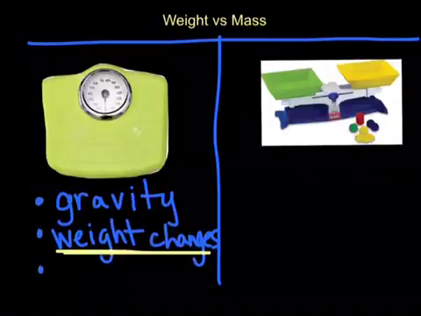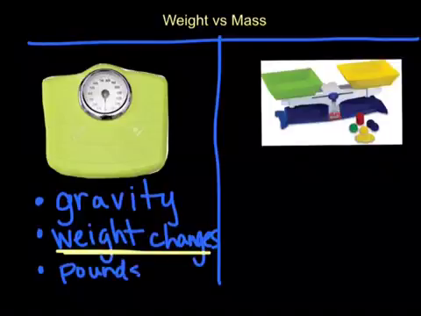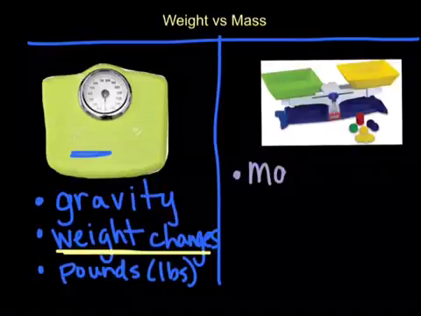Another thing to remember is that in the United States, we determine weight in pounds. And the abbreviation for that is LBS. Okay, and then we use a scale, that's our tool, to determine weight. So if we move over here and we talk about mass, the definition of mass is how much matter is inside of something.